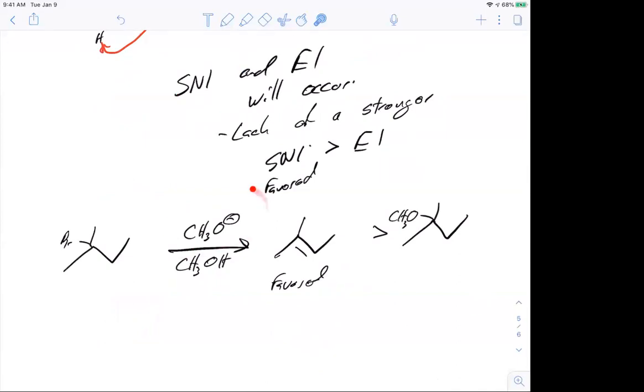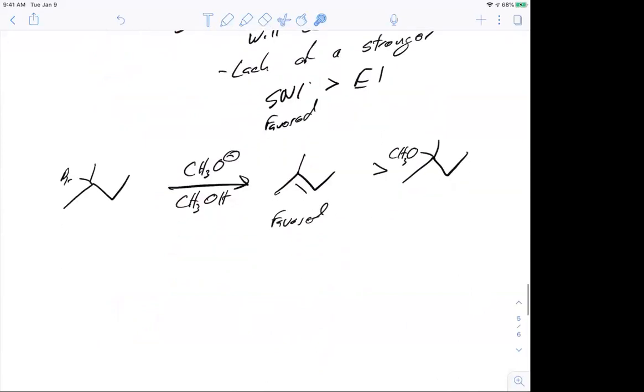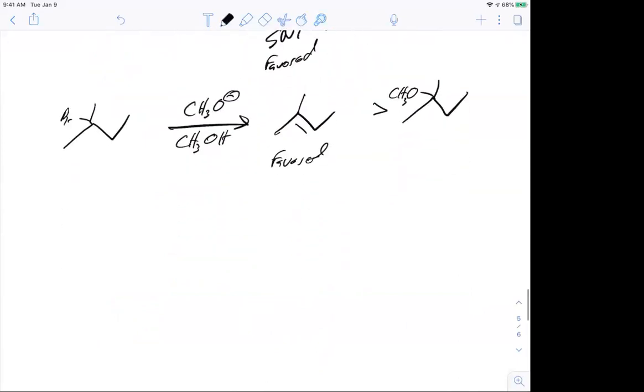So here we added a stronger base, and I favored E2. But if I think about it, this here can also be a nucleophile, so I couldn't use this nucleophile, let's say, without that solvent, and force it to go only E1 in this process. So SN1 and SN2 are going to be in competition.